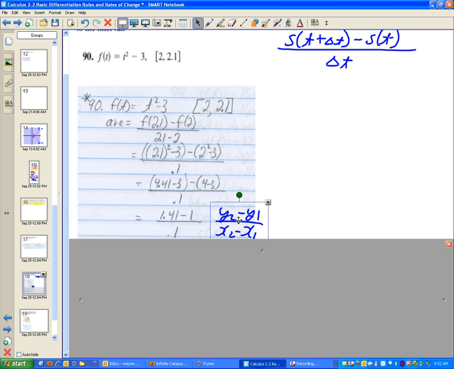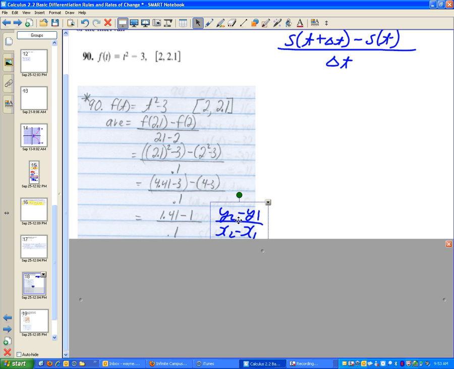Y2, the position at the end of the interval, is 1.41. Took me a few steps to figure it out, but I got to figure out the position when the time ends. So y2 turns out it's 1.41. Minus, and then what was the position when we began measuring? Well, it was f of 2, which turns out to be 1.